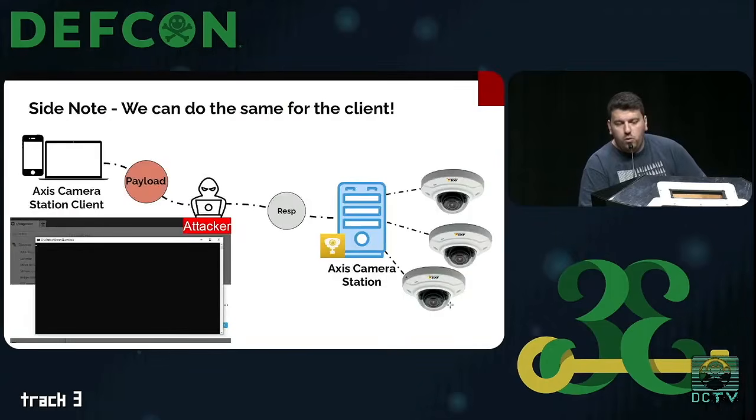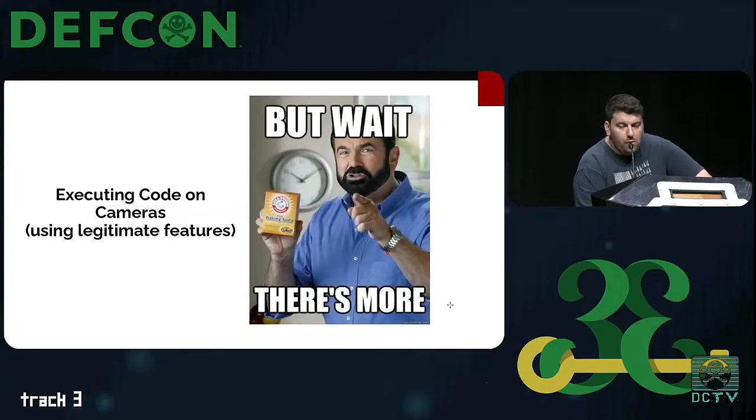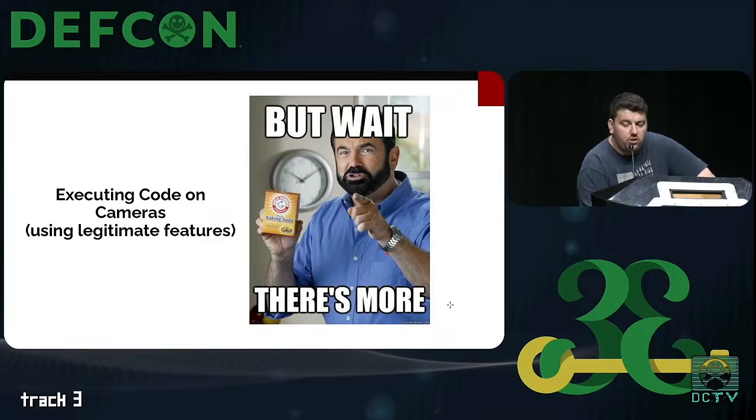And to make matters worse, because both the client and server use the Access Remoting protocol, we can do the same on the client endpoint as well, meaning we can pass it a serialized object that is malicious, which will trigger remote code execution on the client as well. However, once we control the server, we can do more. You see, we can actually execute code on the cameras themselves using legitimate features.